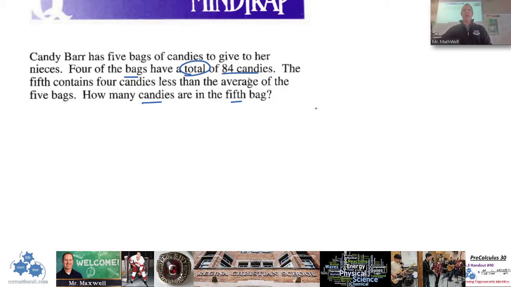So if we think about an average, because average is the linking term here, notice that the 5th bag contains 4 less than the average. And so what we want to do is write an expression for the average. Let x be equal to the amount of candies in the 5th bag. That's the way I did it. And average is the kind of connector between what we've got here.